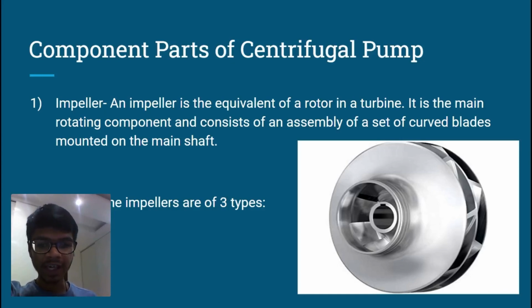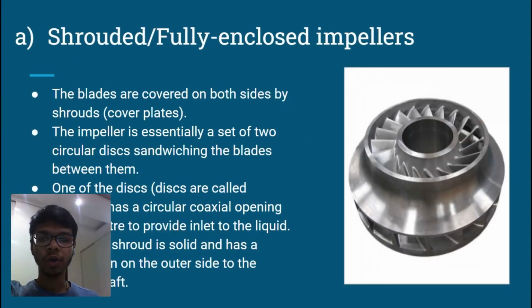There are usually three types of impellers used. The first one is the shrouded or fully enclosed impeller. Shrouded or fully enclosed impellers are the most common type, and in this the blades are covered on both sides by shrouds. Shrouds are the cover plates. The impeller is essentially a set of two circular discs sandwiching the blades between them. One of the discs, also called shrouds, has a circular coaxial opening in the center to provide inlet to the liquid, and the other disc or shroud is solid and has a connection on the outer side to the driving shaft.